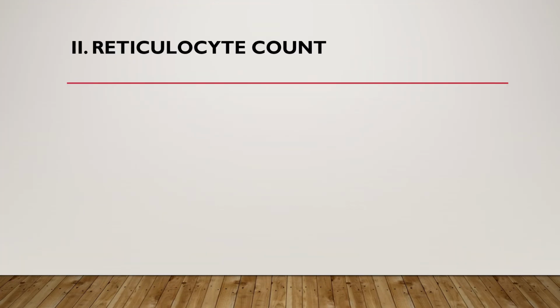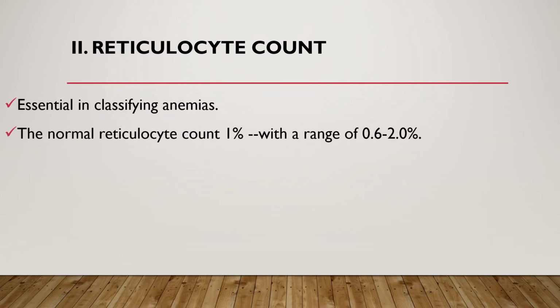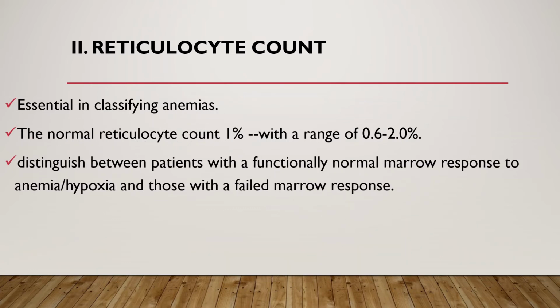The other important thing that we should do is reticulocyte count. This is essential in classifying anemia, and the normal reticulocyte count is 1%, with a range of 0.6 to 2%. Distinguishing between patients with a functionally normal marrow response to anemia or hypoxia and those with a failed marrow response is done by reticulocyte count. So, if there is a normal marrow response to anemia and hypoxia, there is an increase in reticulocyte count, whereas if the anemia is due to bone marrow failure, reticulocyte count is low despite anemia.